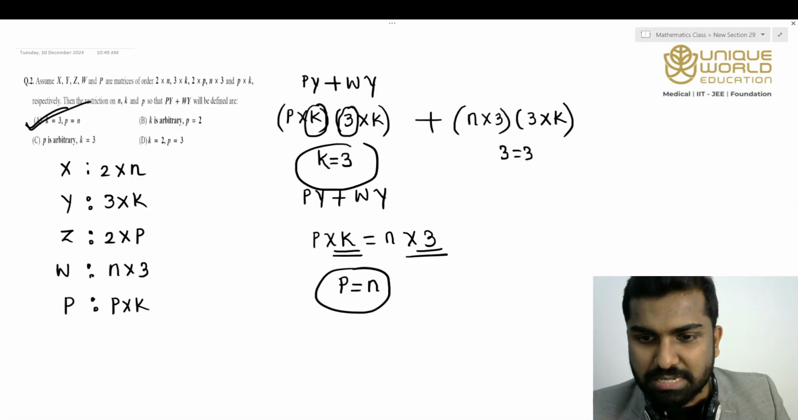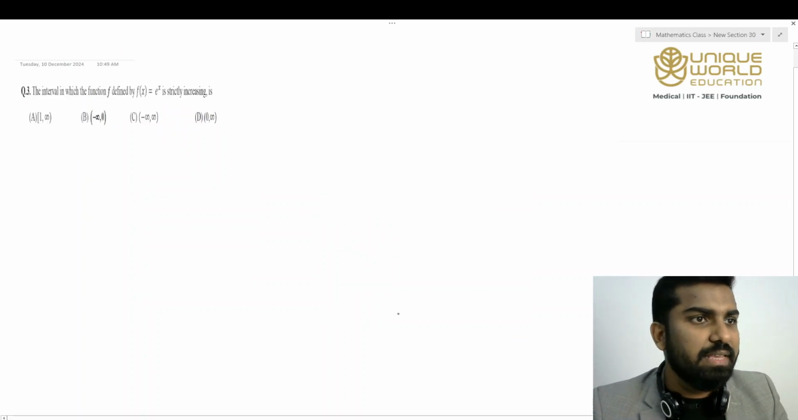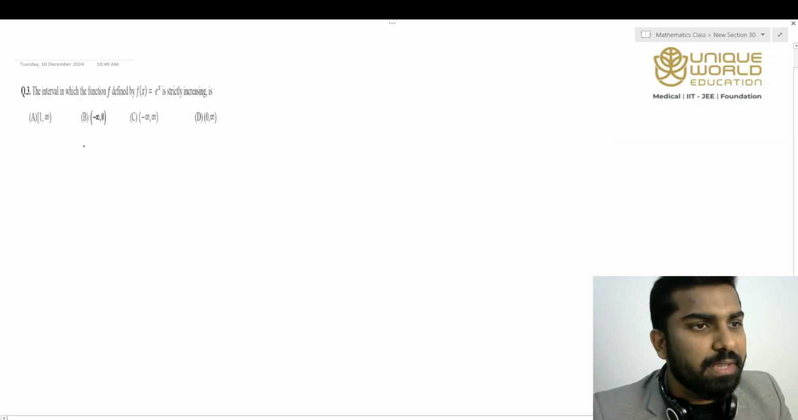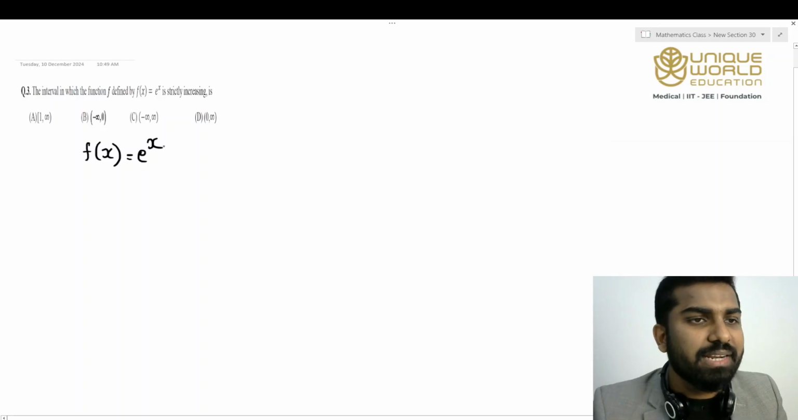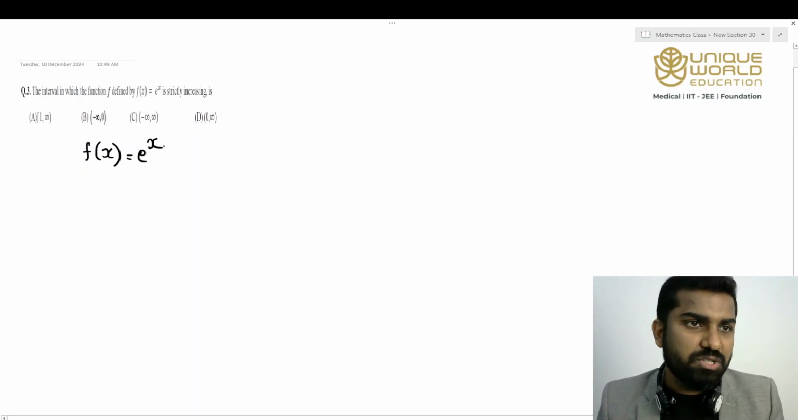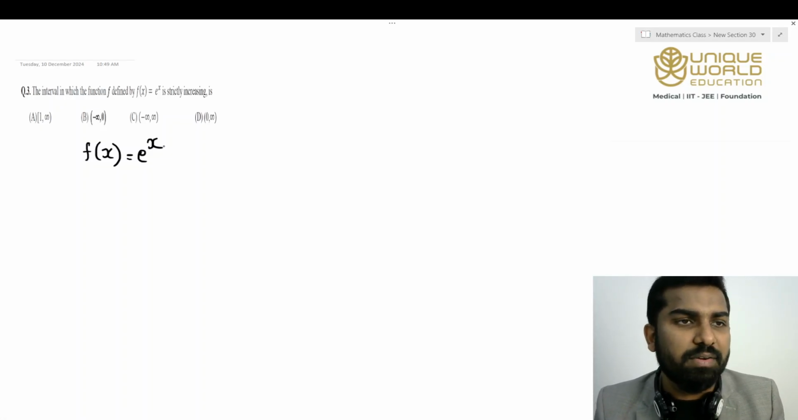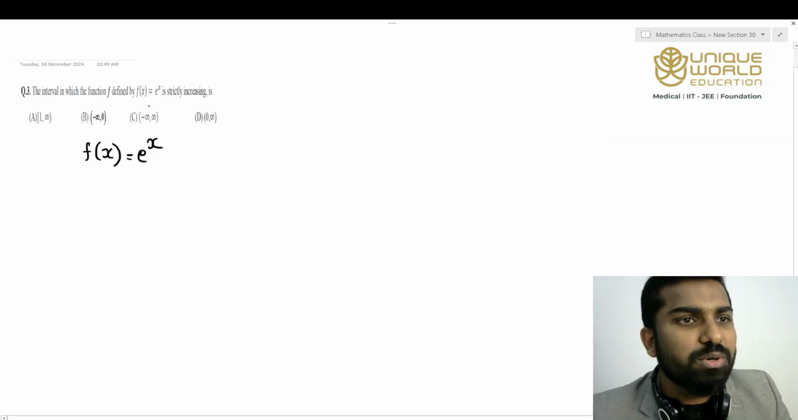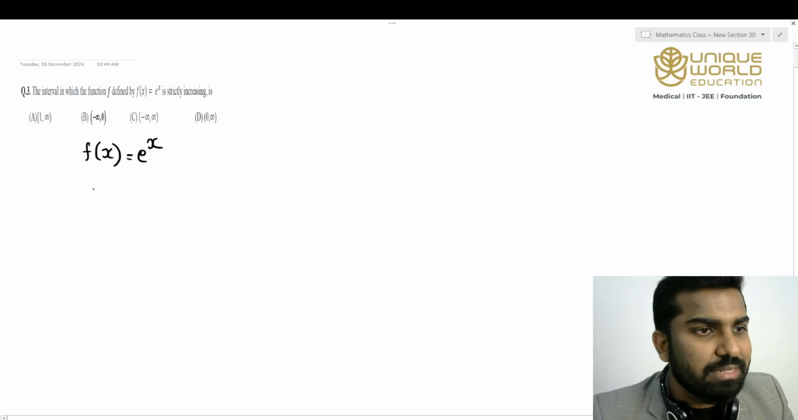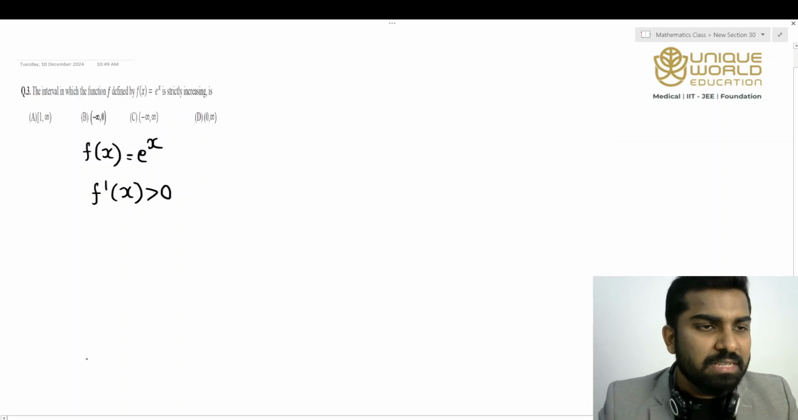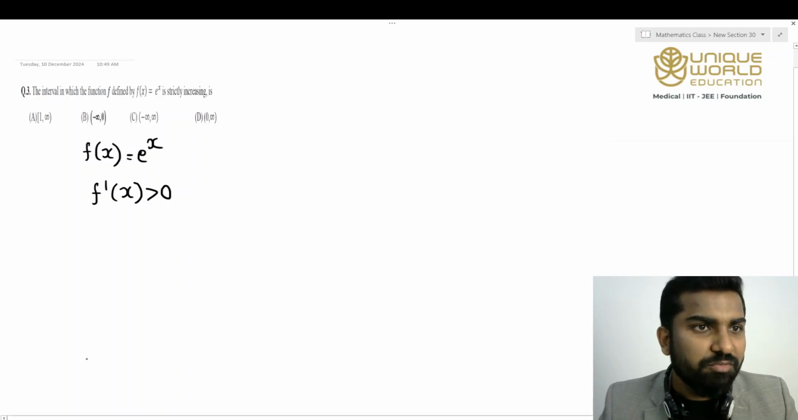So the third question is, let's check. Yes, the interval in which the function f defined by f of x equal to e to the power x is strictly increasing. Alright, so in what interval is the function f of x equal to e to the power x strictly increasing? We know the condition for a strictly increasing function is that f dash of x must be greater than 0. This is the necessary and sufficient condition for an increasing function.